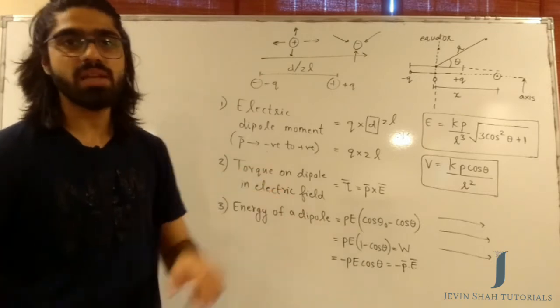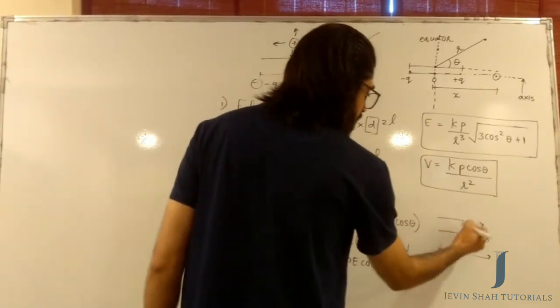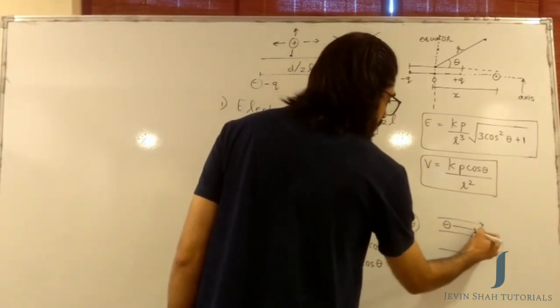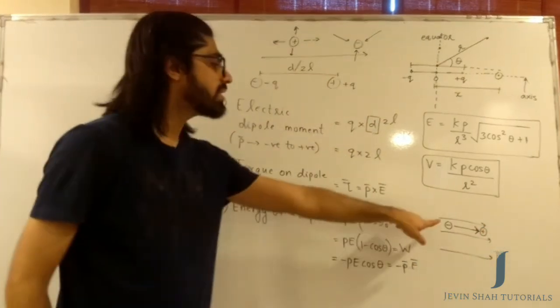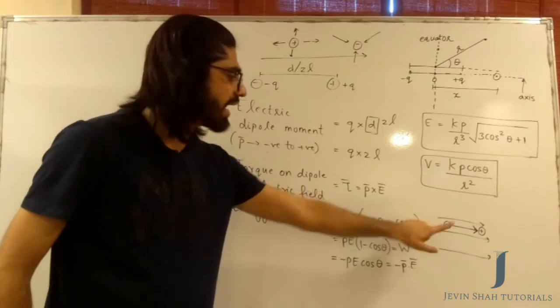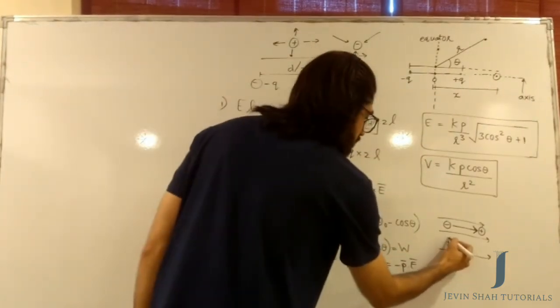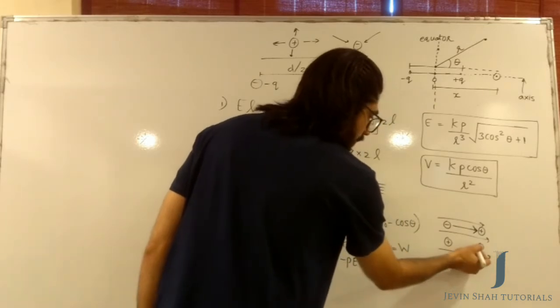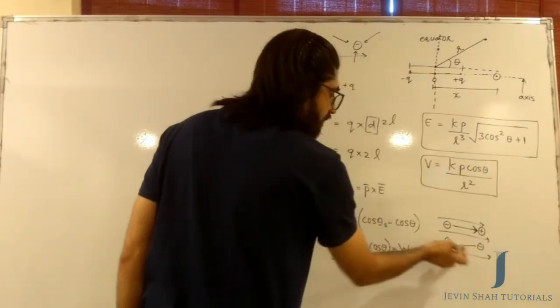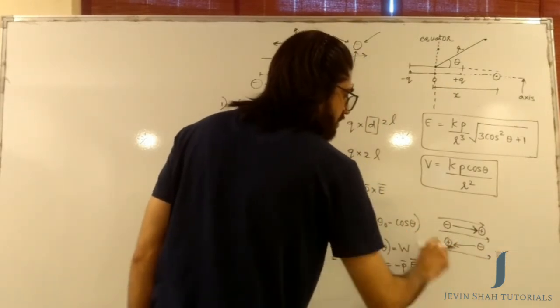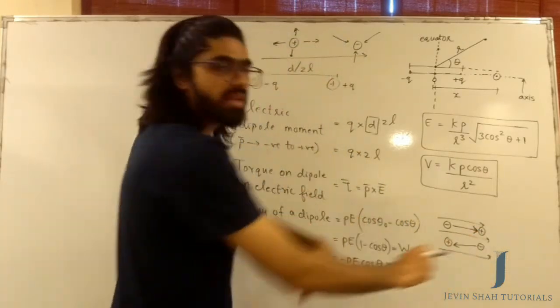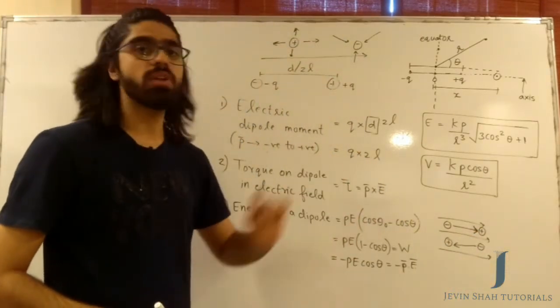Theta 0 means P bar and E bar are parallel to each other. So if the dipole is with a minus charge here and a plus charge here, in this case P bar and E bar are parallel and the torque will be 0. Even if you interchange it, if the plus charge is here and the minus charge is here, the electric dipole moment goes from negative to positive. Now P bar is here and E bar is here. The angle between them is 180. Still the torque will be 0.